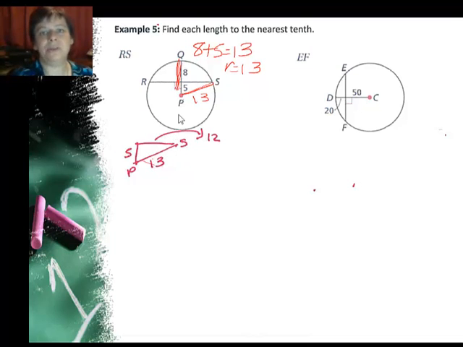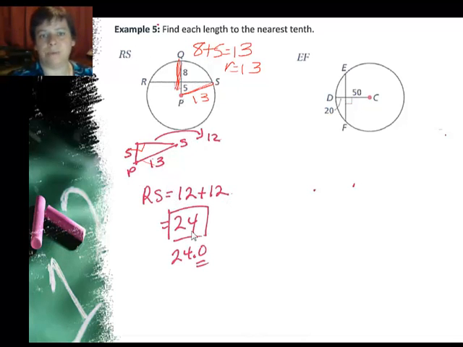And then you can use Pythagorean Theorem, but you may be used to the 5, 12, 13 triangle, which tells me this side is 12. They want to know the length of RS. So all I had to do is add 12 plus 12, and I get 24. Now notice it says to the nearest tenth. Since it says to the tenth, I actually need to add a decimal and put a 0 there to have it be accurate.